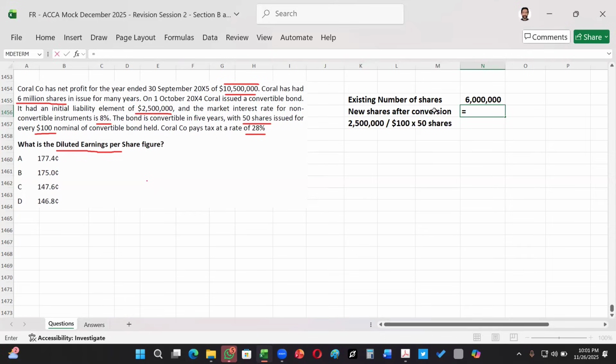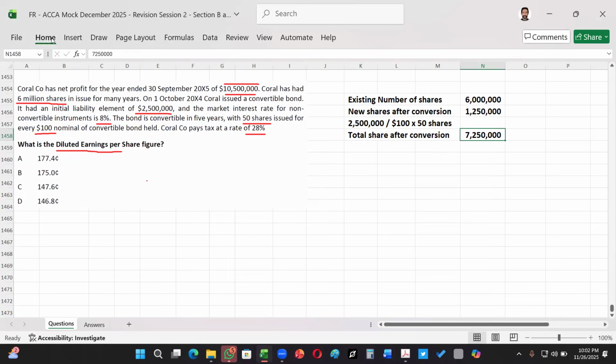So that is going to be 2.5 million divided by 100. That is going to be 25,000. So 25,000 into 50. So the new number of shares are 1.25 million. So the total is the total shares after conversion. So you see, this is easy. This is not a problem. So that is 7,250,000. That is the easy part.